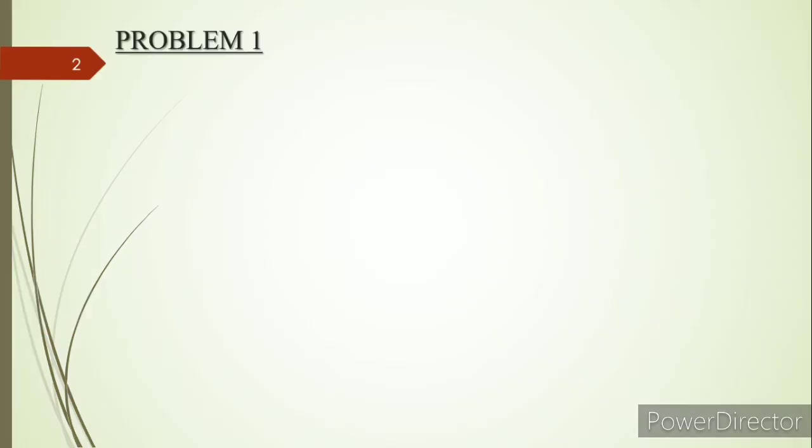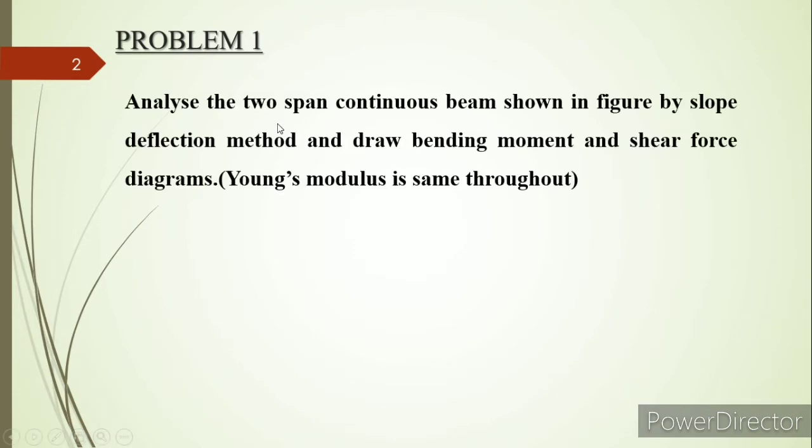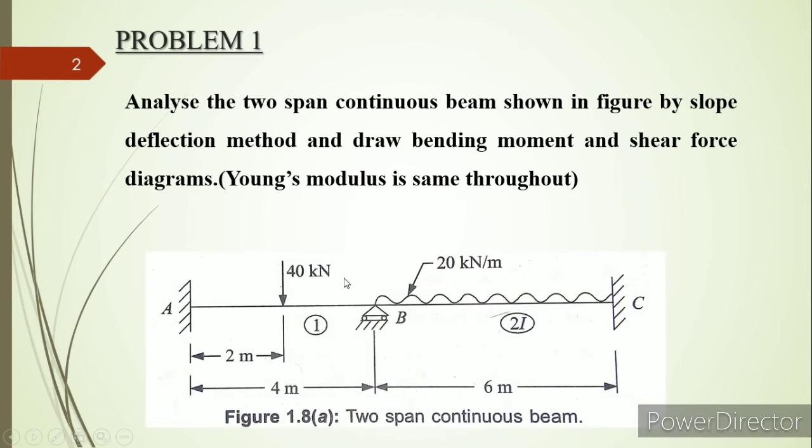First problem. Analyze the two-span continuous beam shown in the figure by the slope deflection method and draw the bending moment diagram and shear force diagram. Young's modulus is the same throughout. Here ABC is the two-span continuous beam.